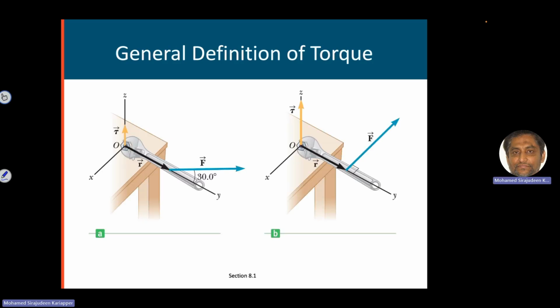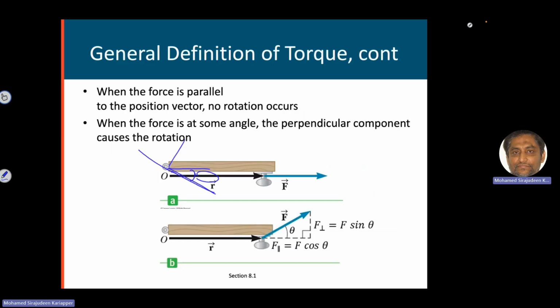So that can be demonstrated again with the same wrench. If you apply the force not at 90 degrees, but at an angle of 30 degrees to this R, what happens? The turning effectiveness will be less. But at 90 degrees, it will be the maximum. So in other words, what is important is the perpendicular component of the force.